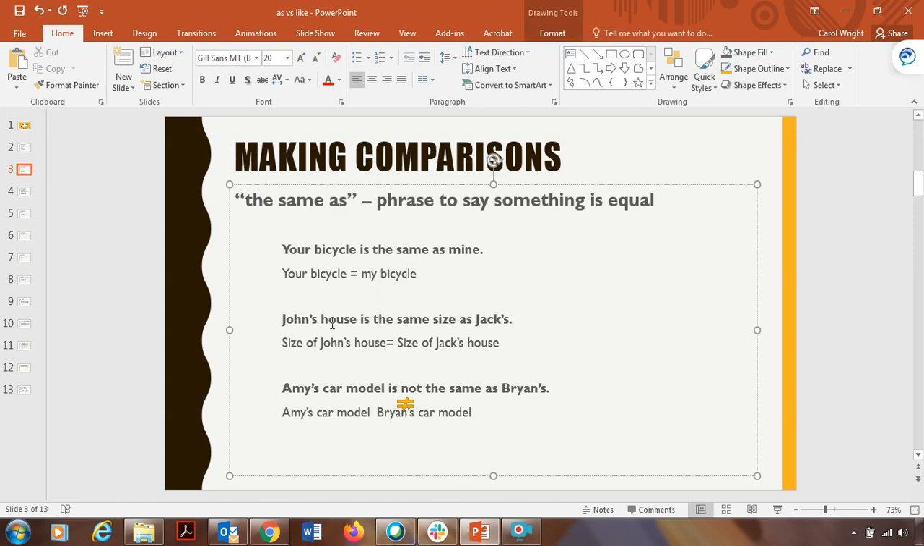Next example, John's house is the same size as Jack's. So the size of John's house equals the size of Jack's house. Amy's car model is not the same as Brian's. So here I'm saying that Amy's car model is not equal to Brian's car model. So there are some differences. So again, you can use the same as to say something is equal or not the same as to say something is different when you're making comparisons.